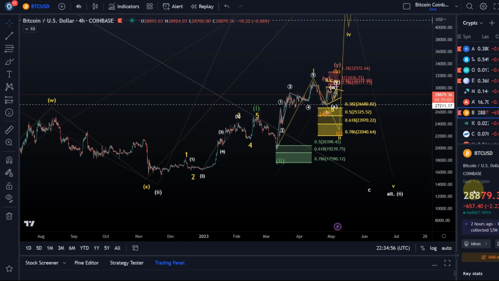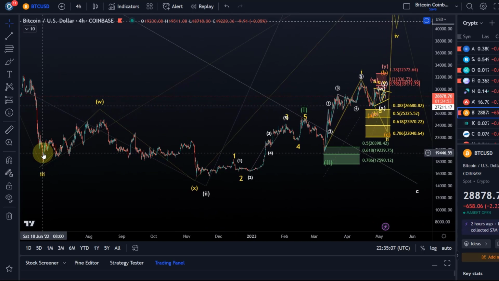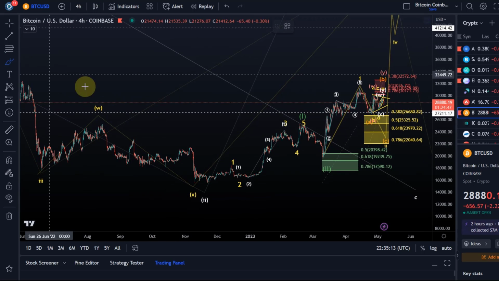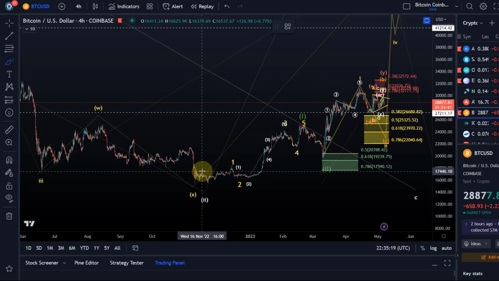So let's start here on the 4-hour time frame. We can currently see price action since the June lows. Current expectation is that we are not going to see new lows below the November low. That's at least what I'm leaning to at the moment.